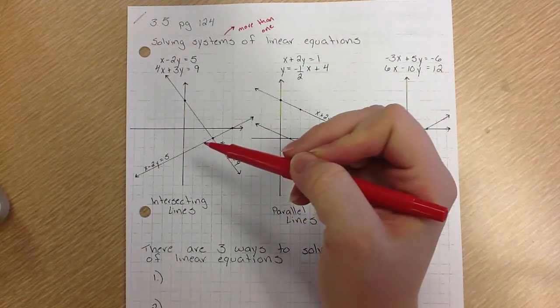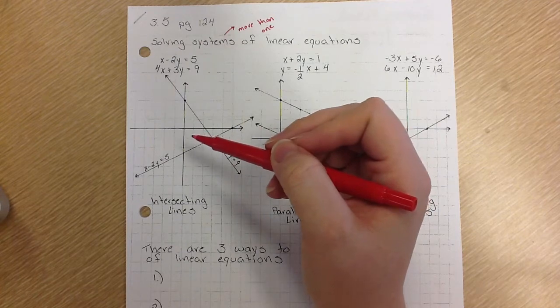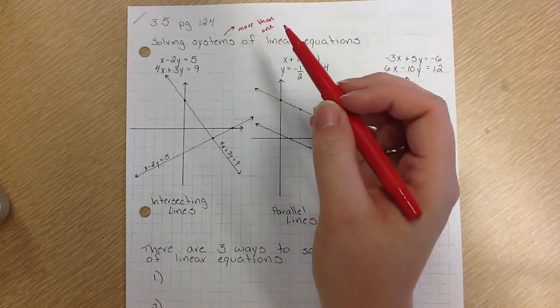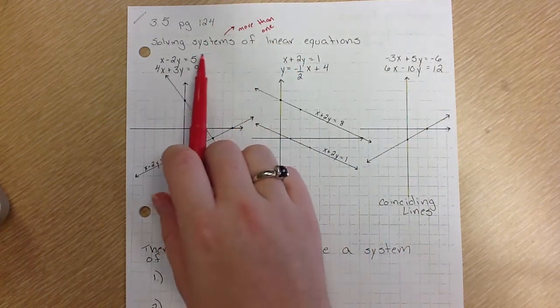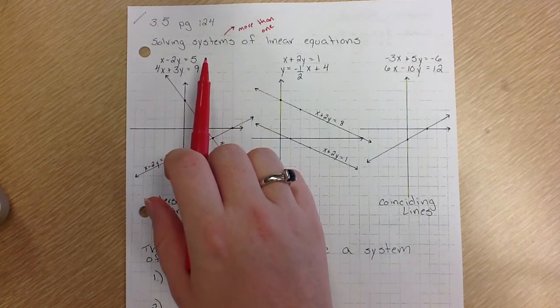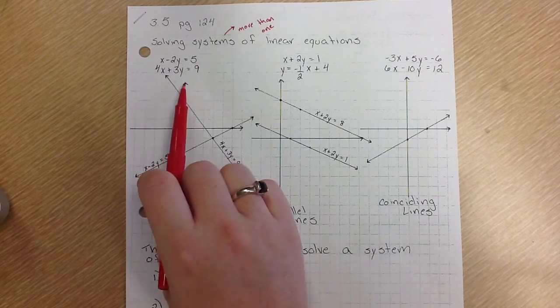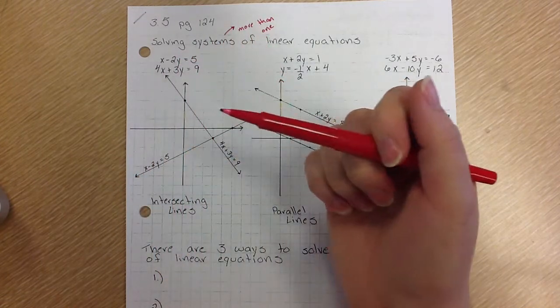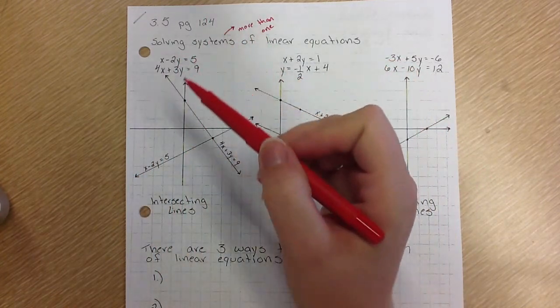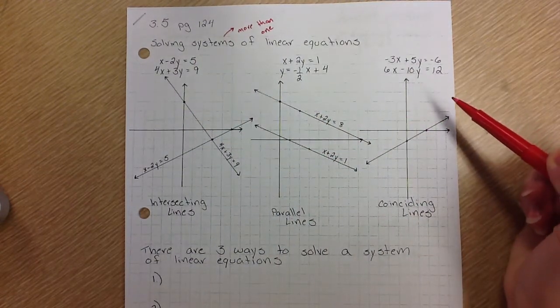So there are three different types of systems. We're going to be dealing with systems of equations in just two. Our systems are just going to have two equations up to this point. There are more. You could do a system of 3, 4, 5, 10 equations. We're going to do systems of 2 equations. So there are three different types of systems.